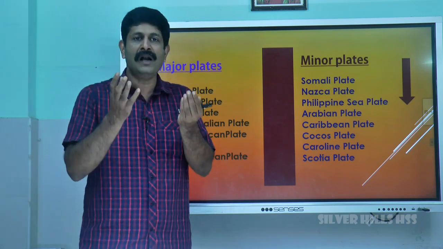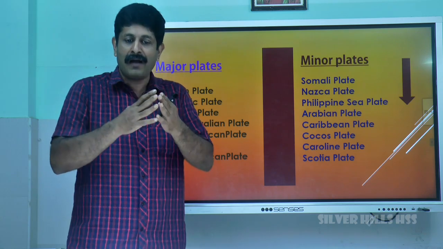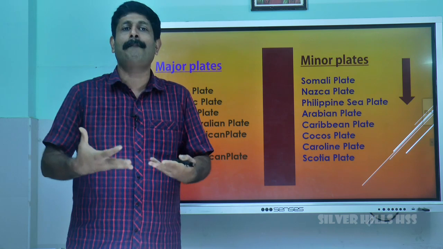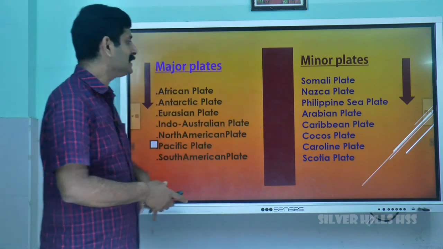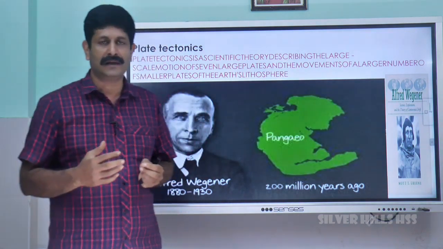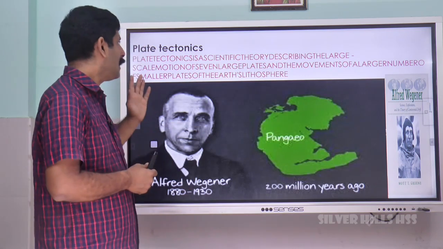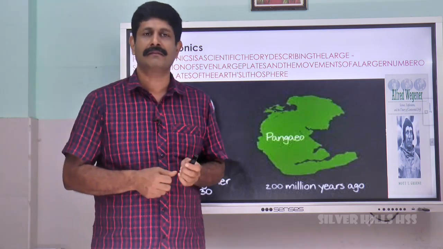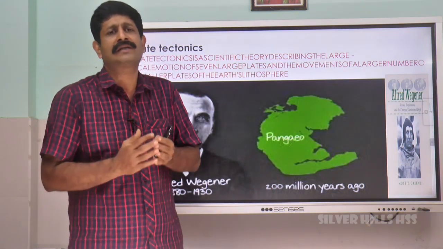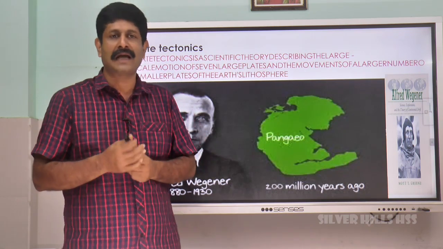These small pieces of landmass, the lithosphere, and the larger pieces are what we call the plates. Now we can see here, before this plate movement, there was a scientist called Alfred Wegener. Before we discuss plate margins and other things, we are going to discuss Alfred Wegener. He was a scientist.